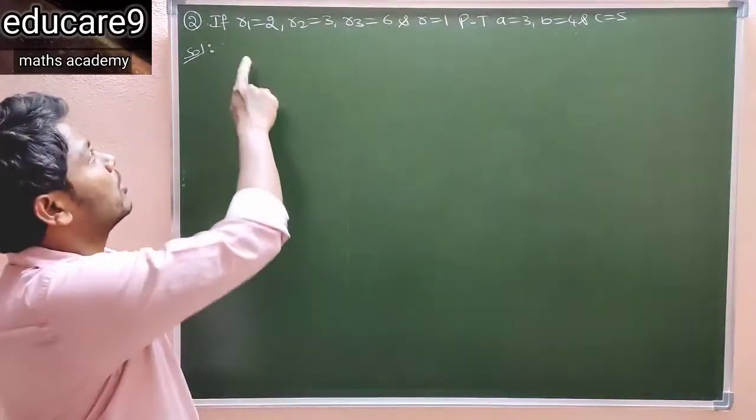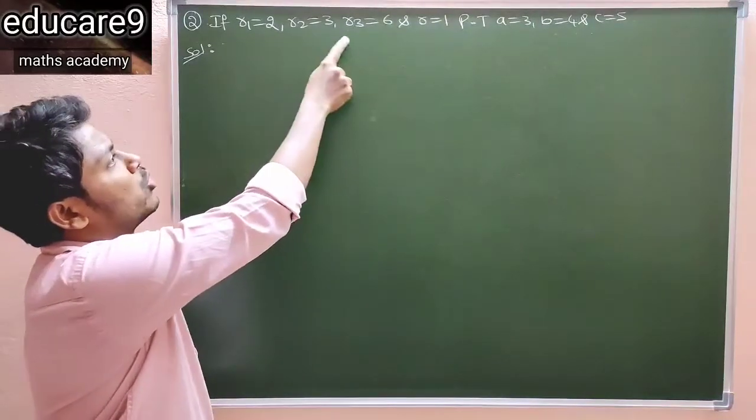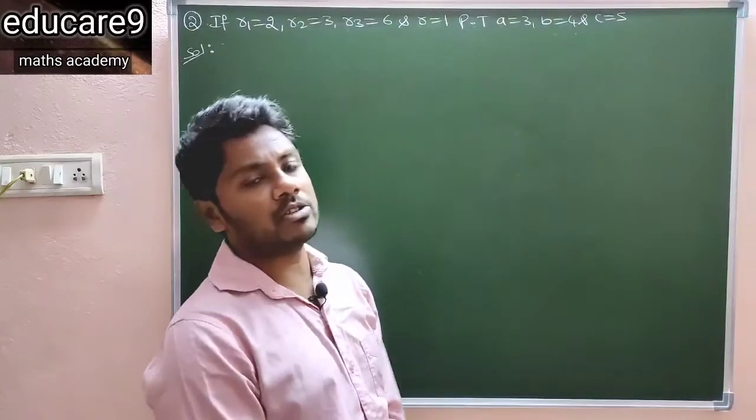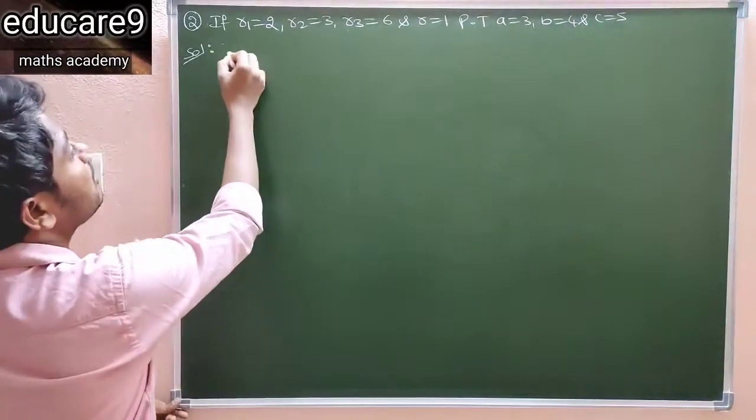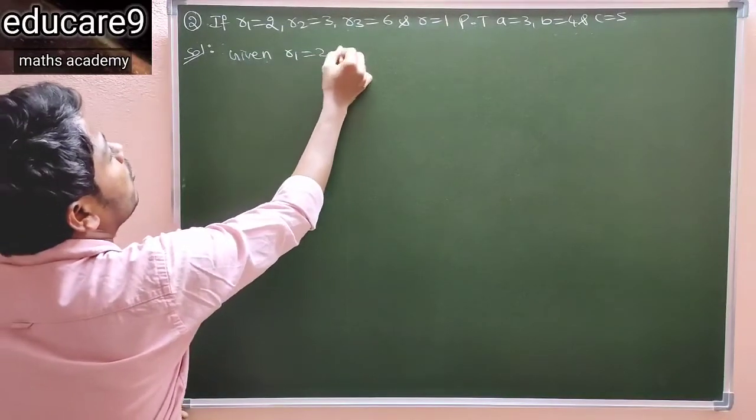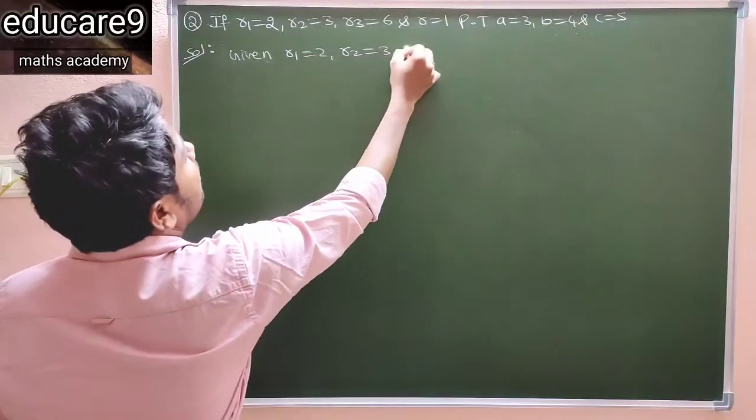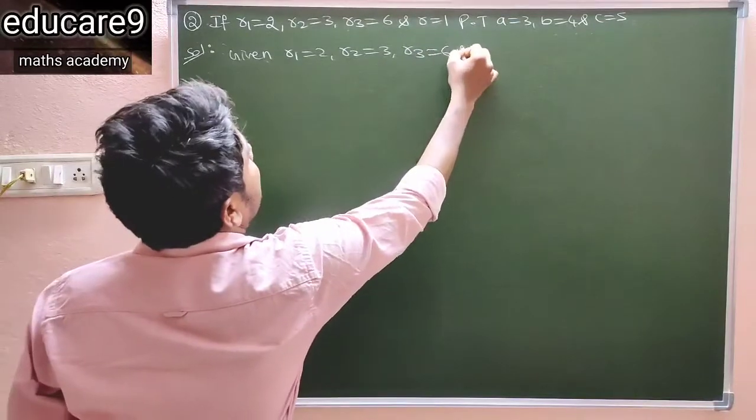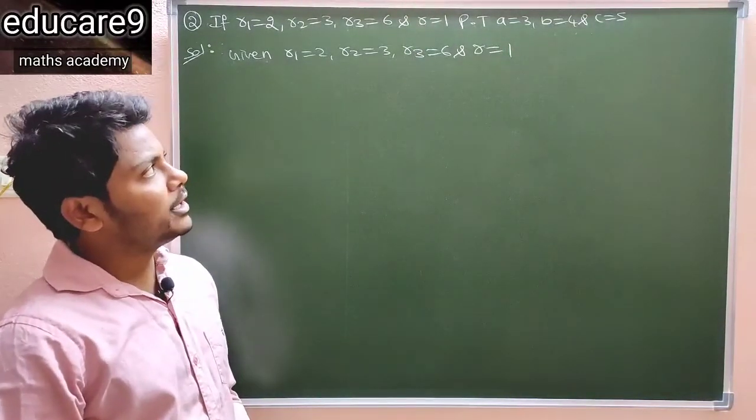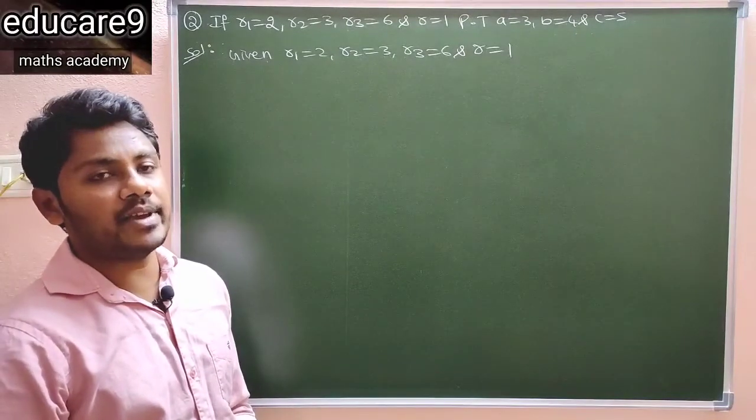So see the second problem. We are given r1, r2, r3 and r. Then prove that small a, small b, small c values are 3, 4, 5. So given r1 is equal to 2, r2 is equal to 3, r3 is equal to 6 and r is equal to 1. Okay. You need to find a, b, c values.